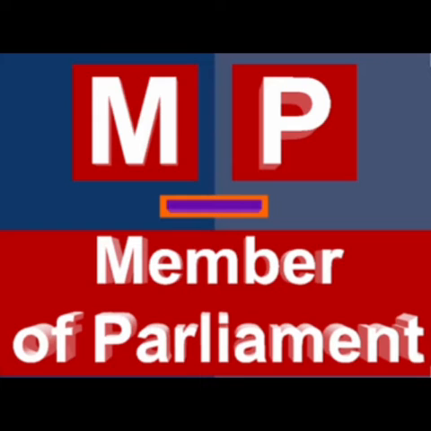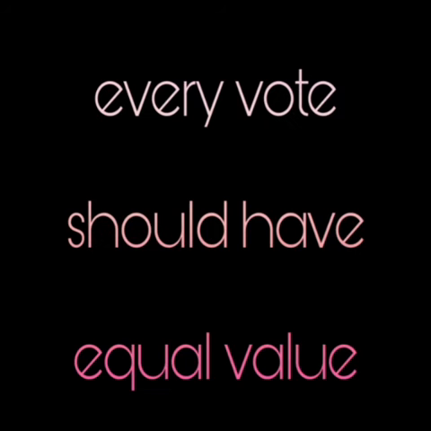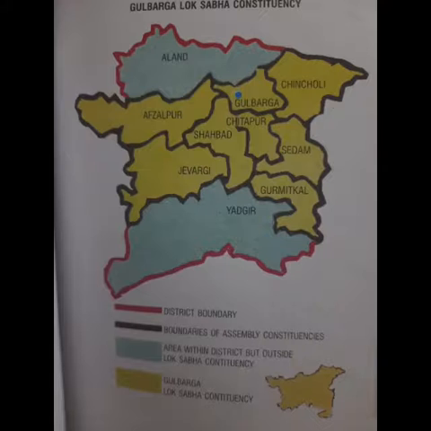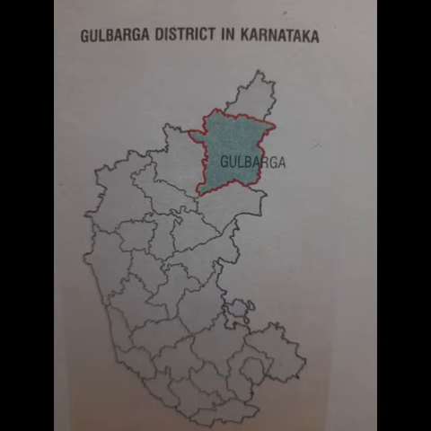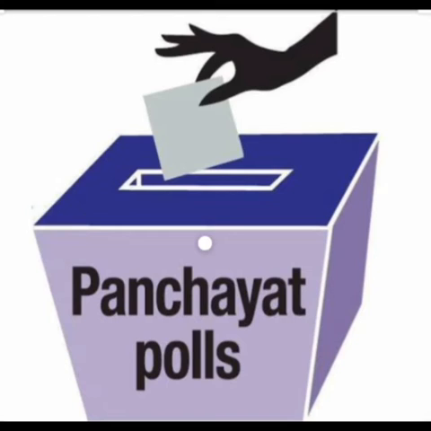One of the features of a democratic election is that every vote should have equal value. Each state is divided into a specific number of assembly constituencies. Here, the elected representative is called a member of legislative assembly, or an MLA. Each parliamentary constituency has within it several assembly constituencies. The same principle applies for panchayat and municipal elections also.